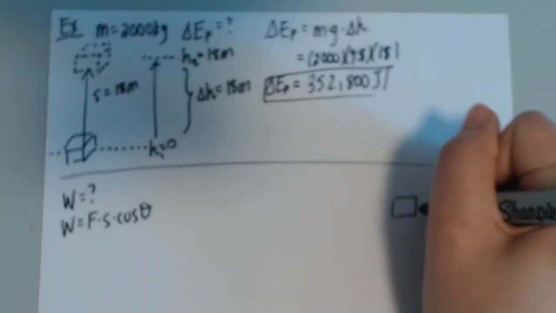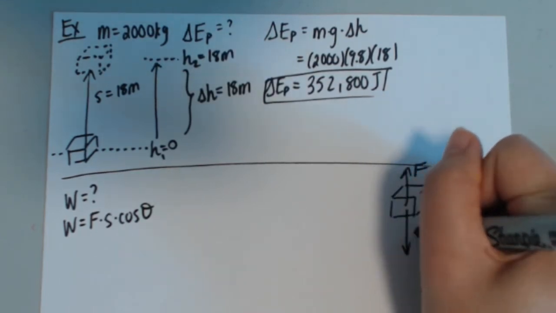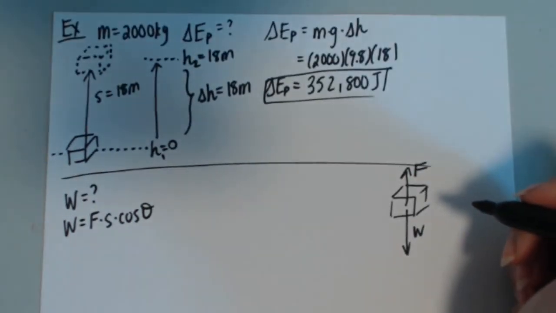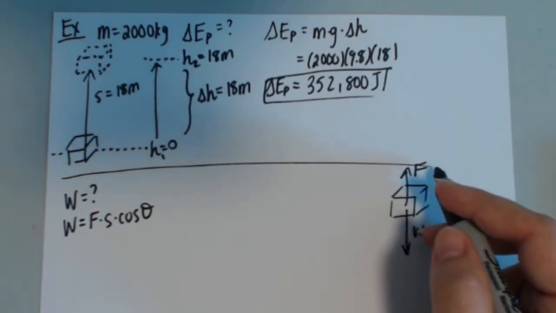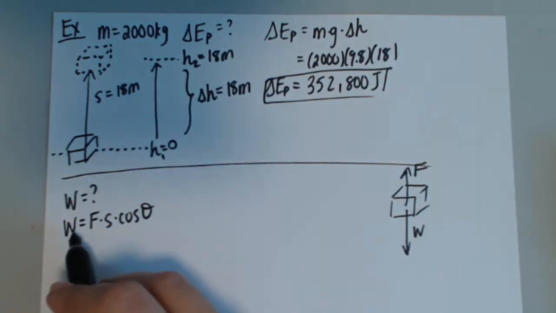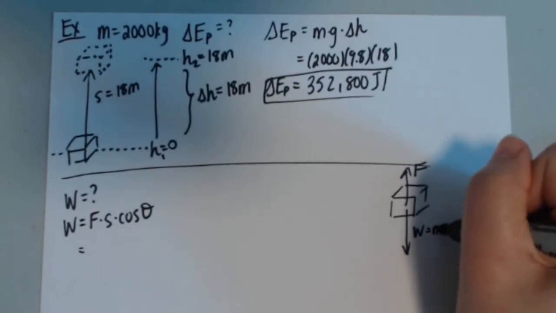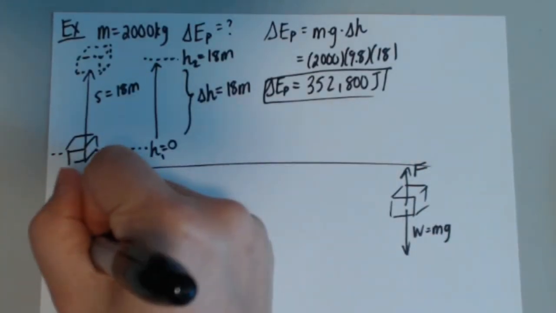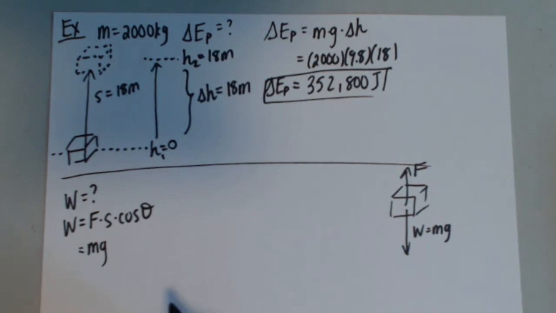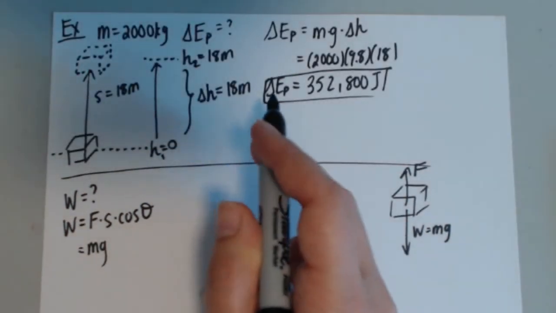So you have this crate and you have a force acting on it up, but it's trying to counteract W. And it's being lifted at constant speed. We can assume this because otherwise the question would become way too complicated. So F is equal to weight. I'm not going to plug it in as W because then you're going to have W is equal to WS cos theta. Too confusing. So I just know that W is equal to mg. So I'm going to replace F with mg. Now, what distance is it being displaced? It's being displaced delta H, 18 meters.